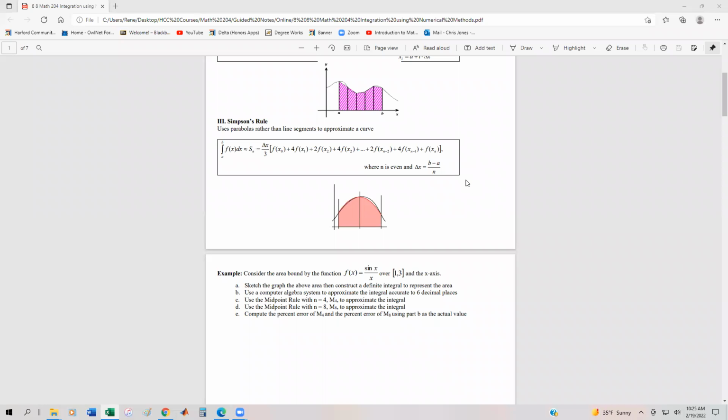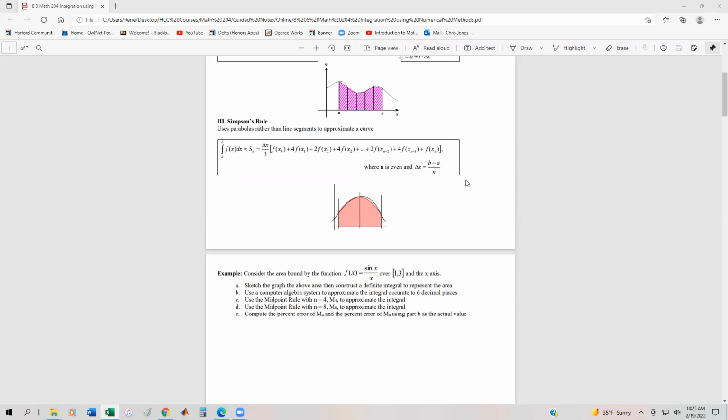In the previous two videos, we looked at the midpoint rule and also the trapezoidal rule to approximate definite integrals. The last numerical method we're going to look at is Simpson's rule. Rather than using a trapezoid or a rectangle, Simpson's rule is going to use parabolas, and what that's going to do is conform to the curve at that given point. Of course, the more parabolas we have, the better the approximation is going to be.